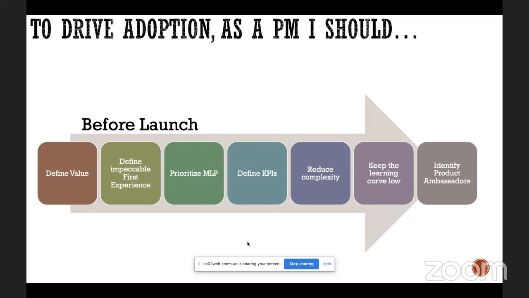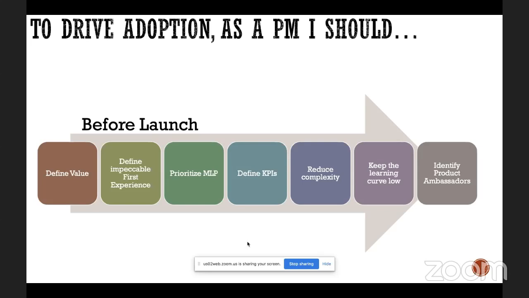One of the key things which is very important to ensure that customers are hooked to your product and want to use it is defining an impeccable first experience. If I go to a site and I am bombarded with a bunch of things and I get confused, maybe I'll drop off. So it's very important to have a red carpet experience for onboarding customers.